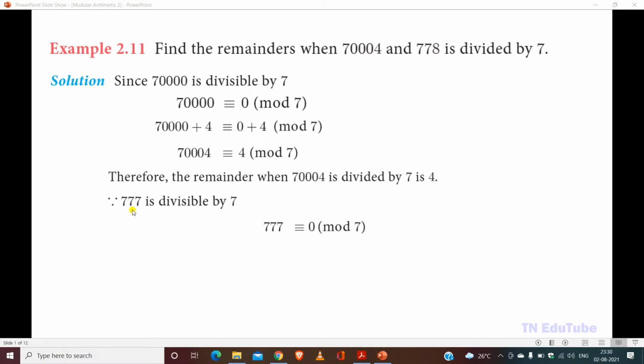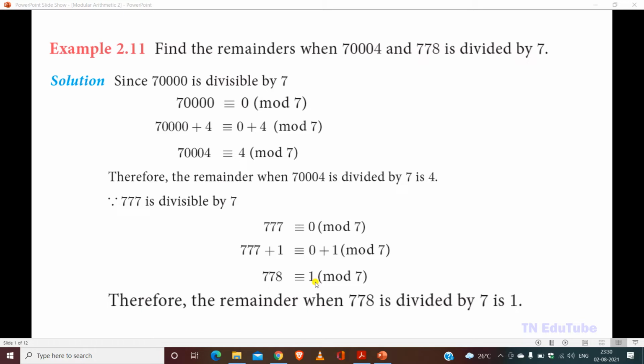So what is the nearest value? You take 3 sevens, 777, which is divisible by 7. So we know that 777 is congruent to 0 mod 7. You have to add 1 on both sides. So you get the remainder is 1. Okay, children. So for 70,004 you get the remainder 4, and for 778 you get the remainder 1.